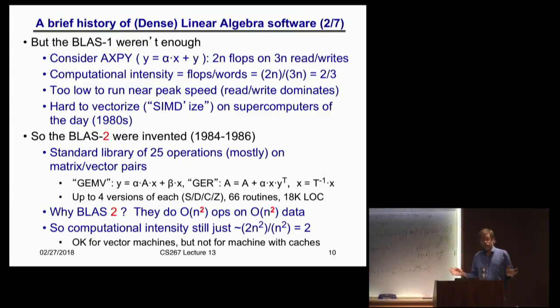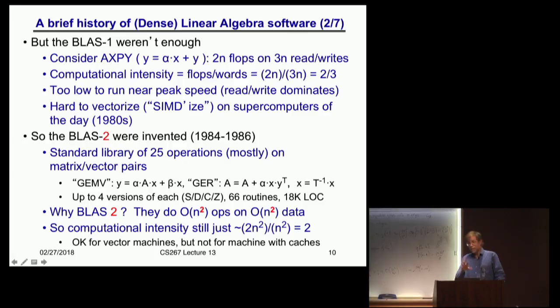Now, that wasn't good enough, because the issue became, even back then in the 70s, about minimizing communication, although it wasn't called that then. So let's just consider AXPY, which is the most common kernel. You multiply a scalar times a vector x added to another vector y. We're doing 2n floating point operations, and we have to read 2n numbers and write n numbers. And so the computational intensity, which is the metric that we've used before, the number of flops divided by the number of words you read or write, is 2/3.